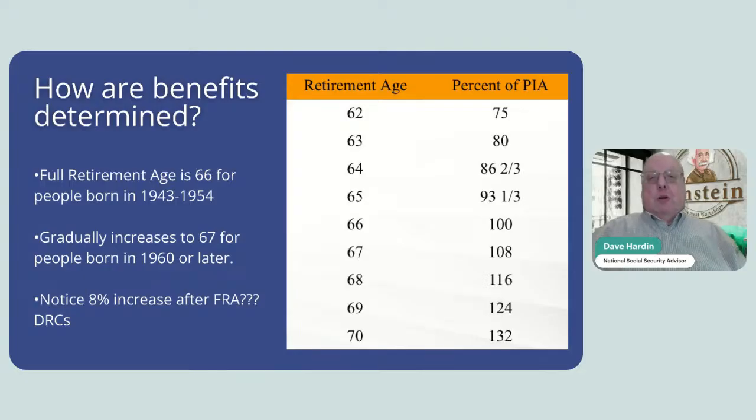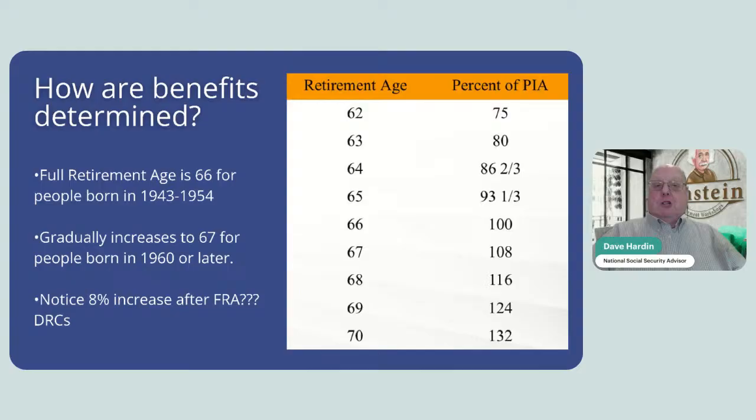All right, so how are benefits determined? You get your full benefit at 66. If you're born after 1967, at 67, you get 100% of your benefit. If you take it early at 62, you get 75%. If you delay taking it past 66, you get these delayed retirement credits. They're not compounded, but they are stackable. So 8% plus 8% plus 8% plus 8% gets you 132%.